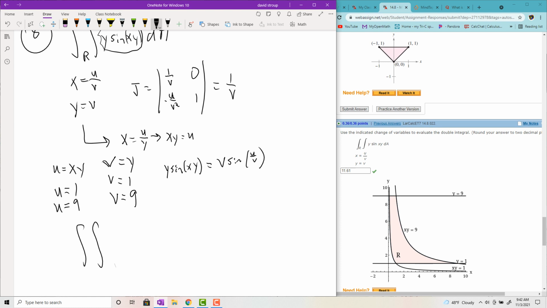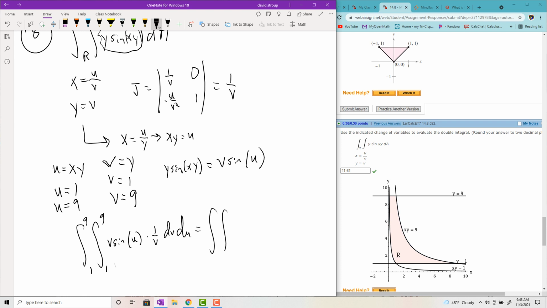But anyways, I'm going to go from v equals 1 to 9, and then u equals 1 to 9. And then we have inside here v sine of u all over v. Oh, wait a second. xy is just u, right? I don't know why I wrote u over v. xy is just u. And then we have our Jacobian, which is 1 over v, and then you have dv du.